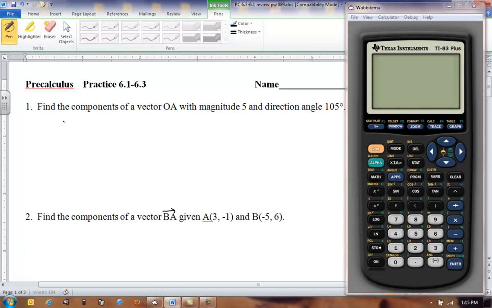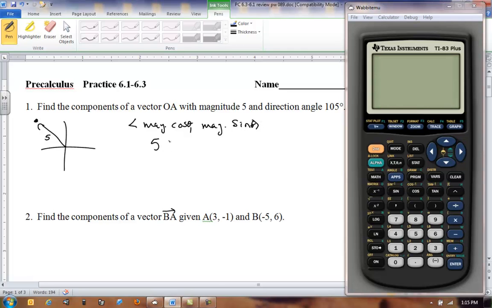We're dealing with a vector at 105 degrees, starting at 0, 90, 105, with a magnitude of 5. We're looking for those coordinates. Those coordinates are called components. It is the magnitude times the cosine, magnitude times the sine. Remember, it's like the unit circle, cosine and sine of the angle that we're looking at.